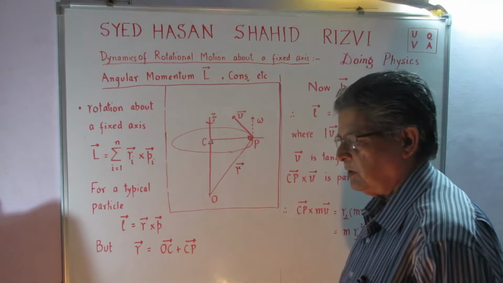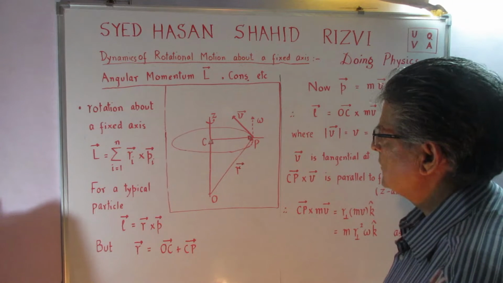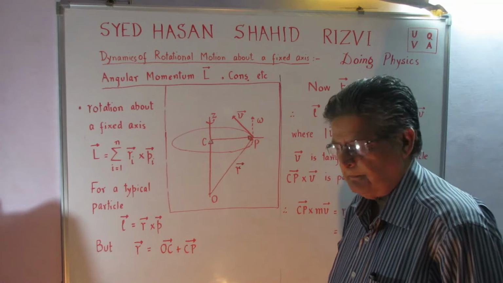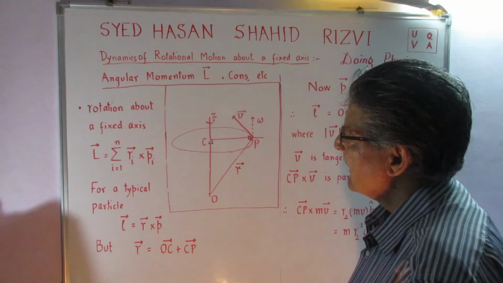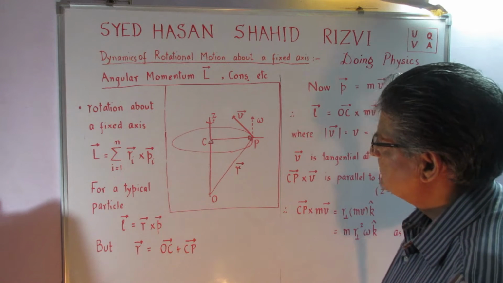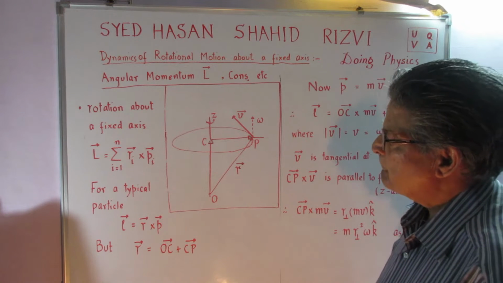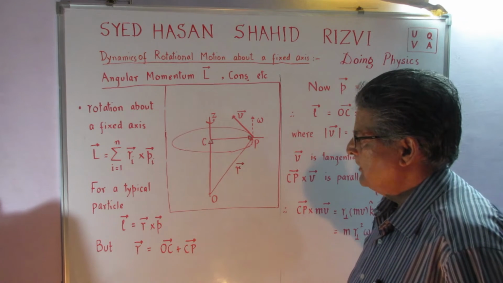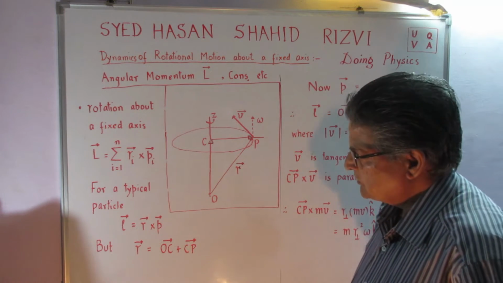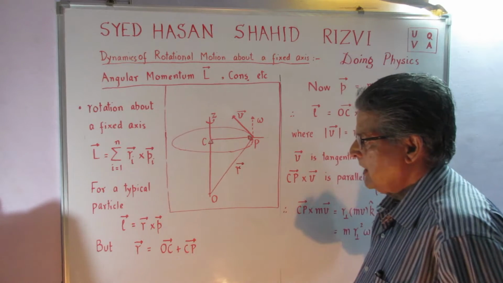So, continuing with our discussion of the dynamics of rotational motion about a fixed axis, where we dealt with torque, etc. Now we take up angular momentum L and its conservation, etc. Again we have the same constraints, that is, the rotation is about a fixed axis.